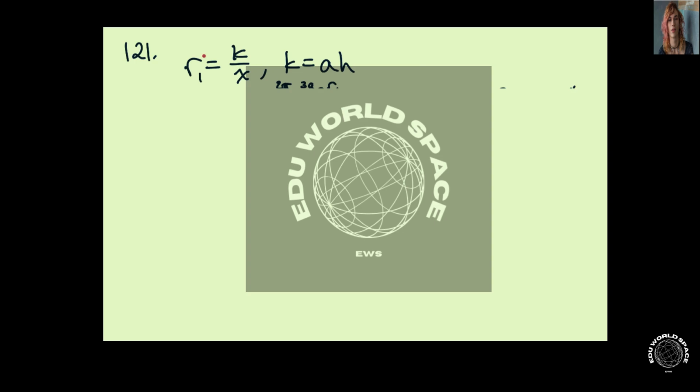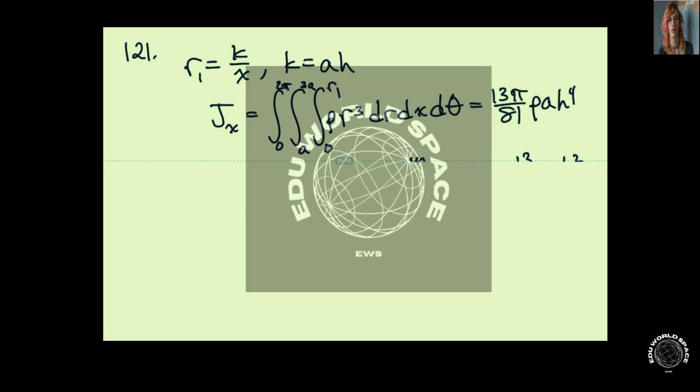We're given another cross-section that is revolved around the x-axis, and this time the radius changes like k over x, and we know that at x equals a, y equals h, so k must equal a times h. And we can set up our integral.